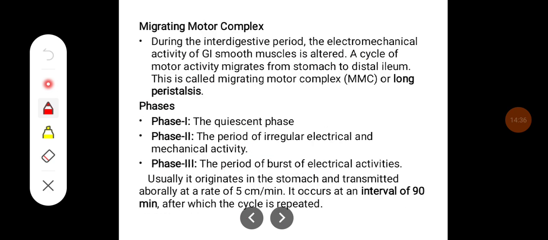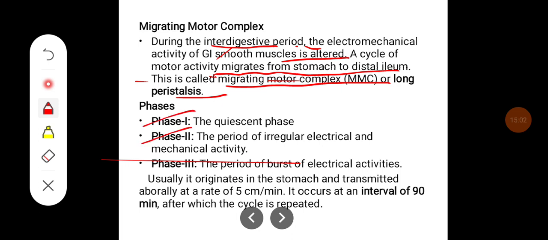Migrating motor complexes. During interdigestive period, the electrochemical activity of GI smooth muscle is altered. A cycle of motor activity migrates from stomach to distal ileum. So this is called as migrating motor complex or MMC or long peristalsis. There are different phases of MMCs, that is phase 1, phase 2 and phase 3.